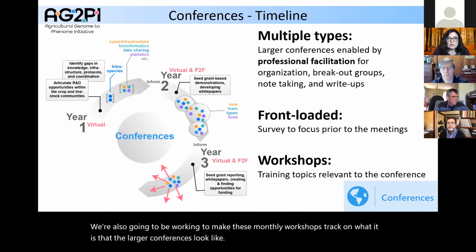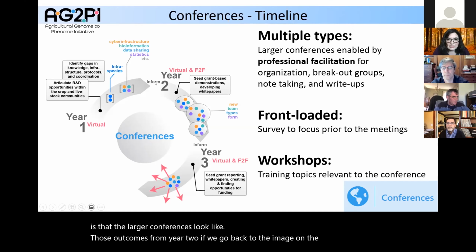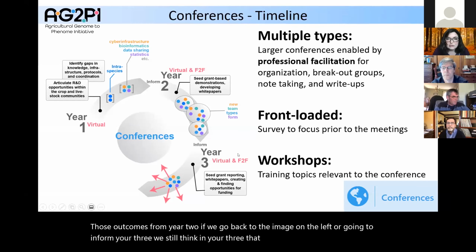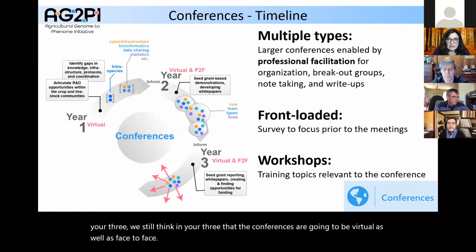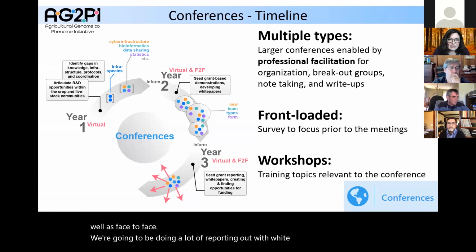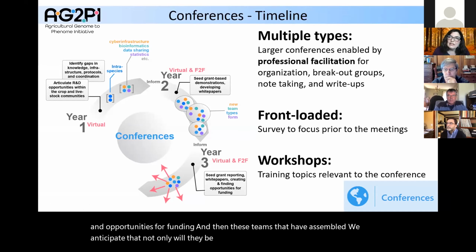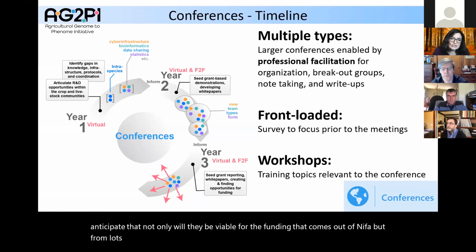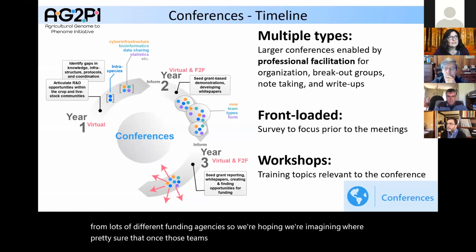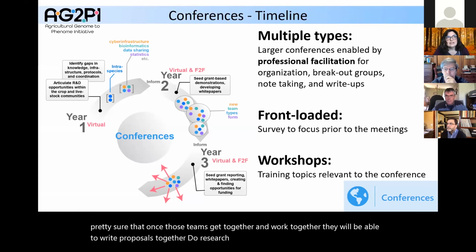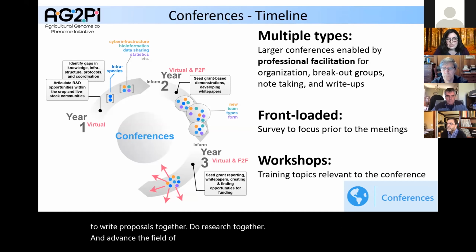Those outcomes from year two, if we go back to the image on the left, are going to inform year three. We still think in year three that the conferences are going to be virtual as well as face-to-face. We're going to be doing a lot of reporting out with white papers, creating findings and opportunities for funding. And then these teams that have assembled, we anticipate that not only will they be viable for the funding that comes out of NIFA, but from lots of different funding agencies. So we're hoping, we're imagining, we're pretty sure that once those teams get together and work together, they will be able to write proposals together, do research together, and advance the field of genome to phenome for NIFA, for our own research, and beyond.